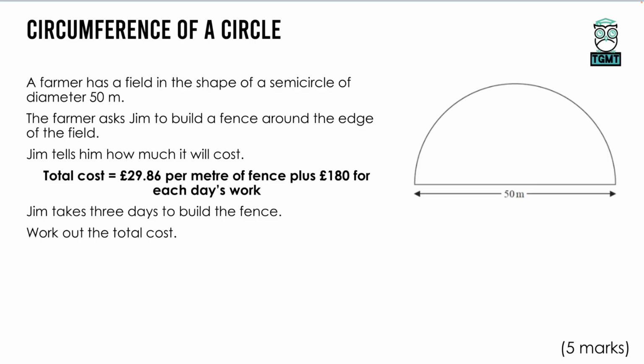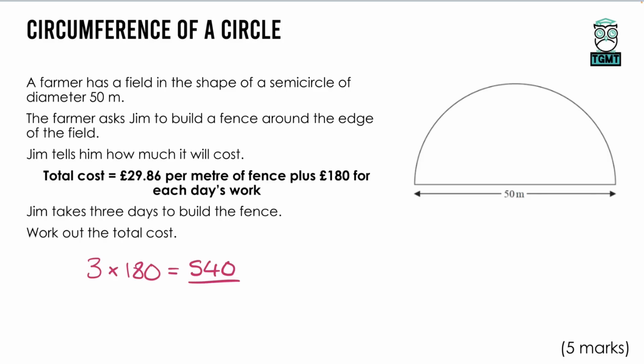Well, the easy bit that we can work out here is the £180 each day that he does. So we can do 3 times 180, and that will tell us how much we have to pay him for the actual process. So that costs £540. Now we need to actually work out the cost of the fence.